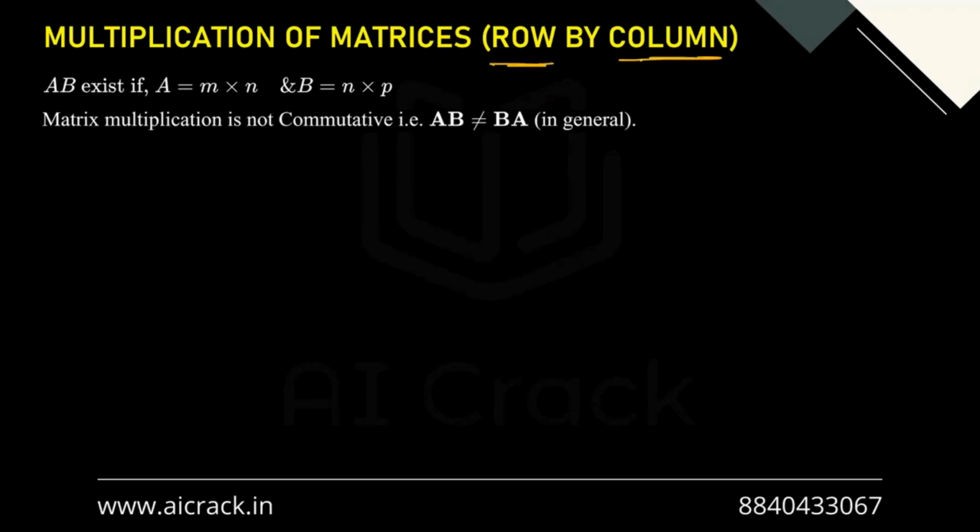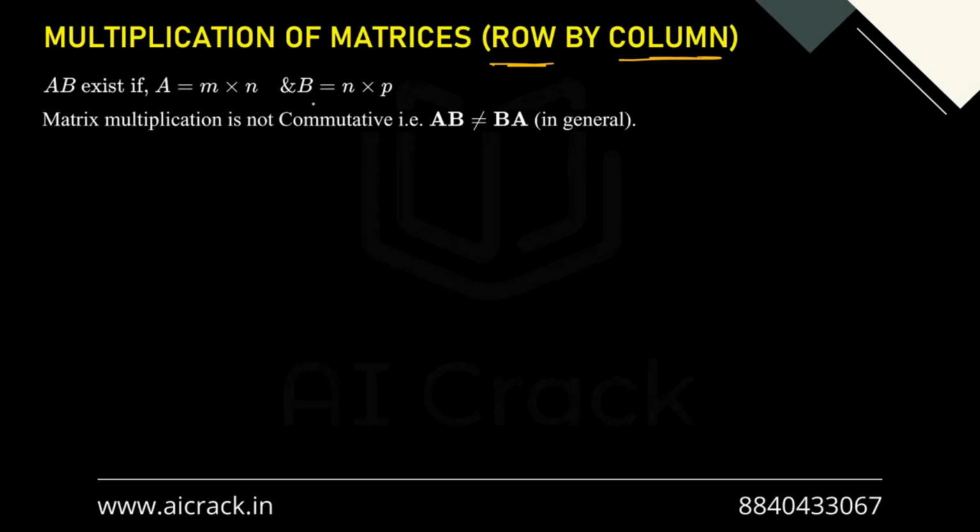Okay. So what do we mean by that? First of all, let's try to understand when can we say that AB exists. It's not like we can multiply any two matrices. There have to be certain conditions met after which we can say that AB exists. Basically, if the order of A is M cross N and the order of B is N cross P, then only we can say that AB exists. So basically, the number of columns in matrix A equals the number of rows in matrix B. If they are both the same, in that case only we can say that AB exists. Otherwise, AB won't exist. We cannot multiply them.